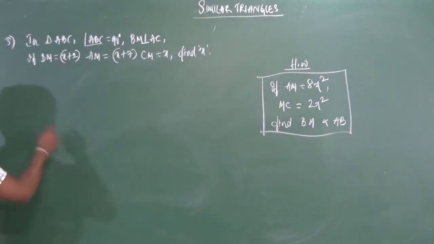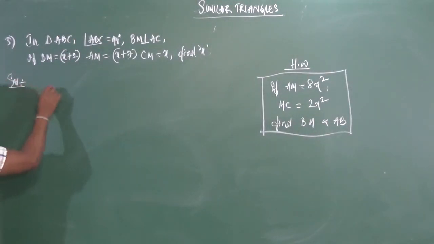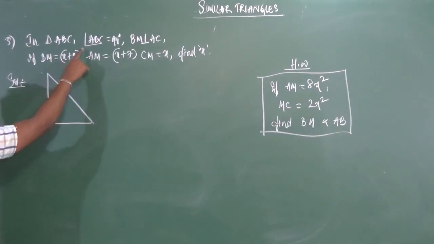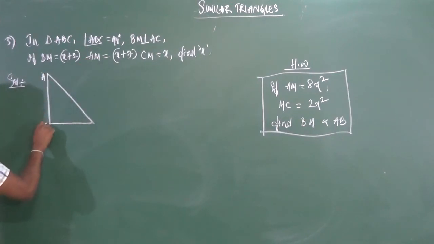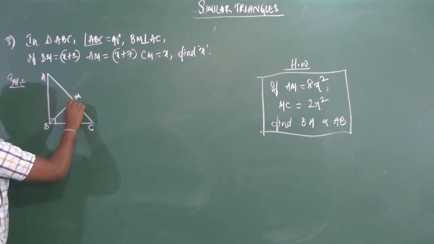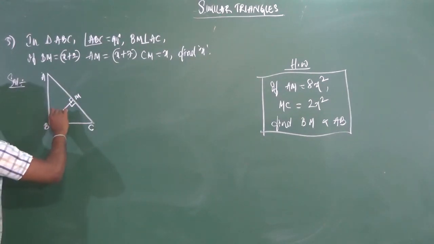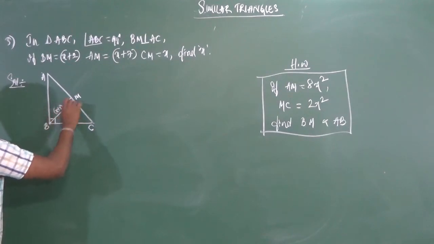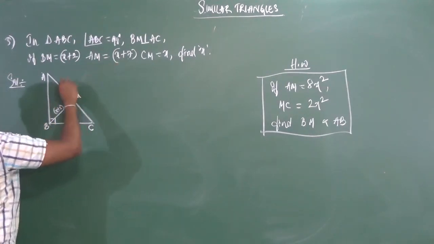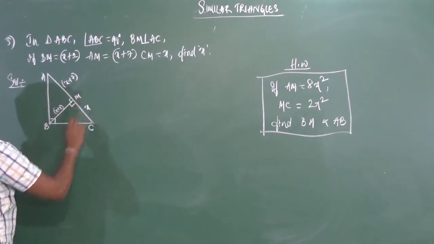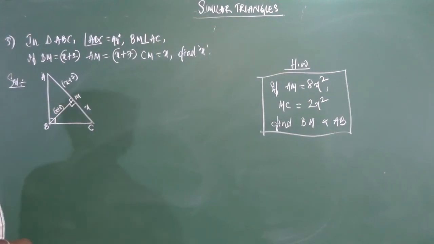So now, in triangle ABC, this is triangle ABC. Angle ABC is 90, so angle B is 90 degrees. BM perpendicular to AC. If BM is equal to x plus 2, so the value of BM is x plus 2. AM is x plus 7, so this value is x plus 7. And CM is x. Okay. So you have to find the value of x, it is asking.